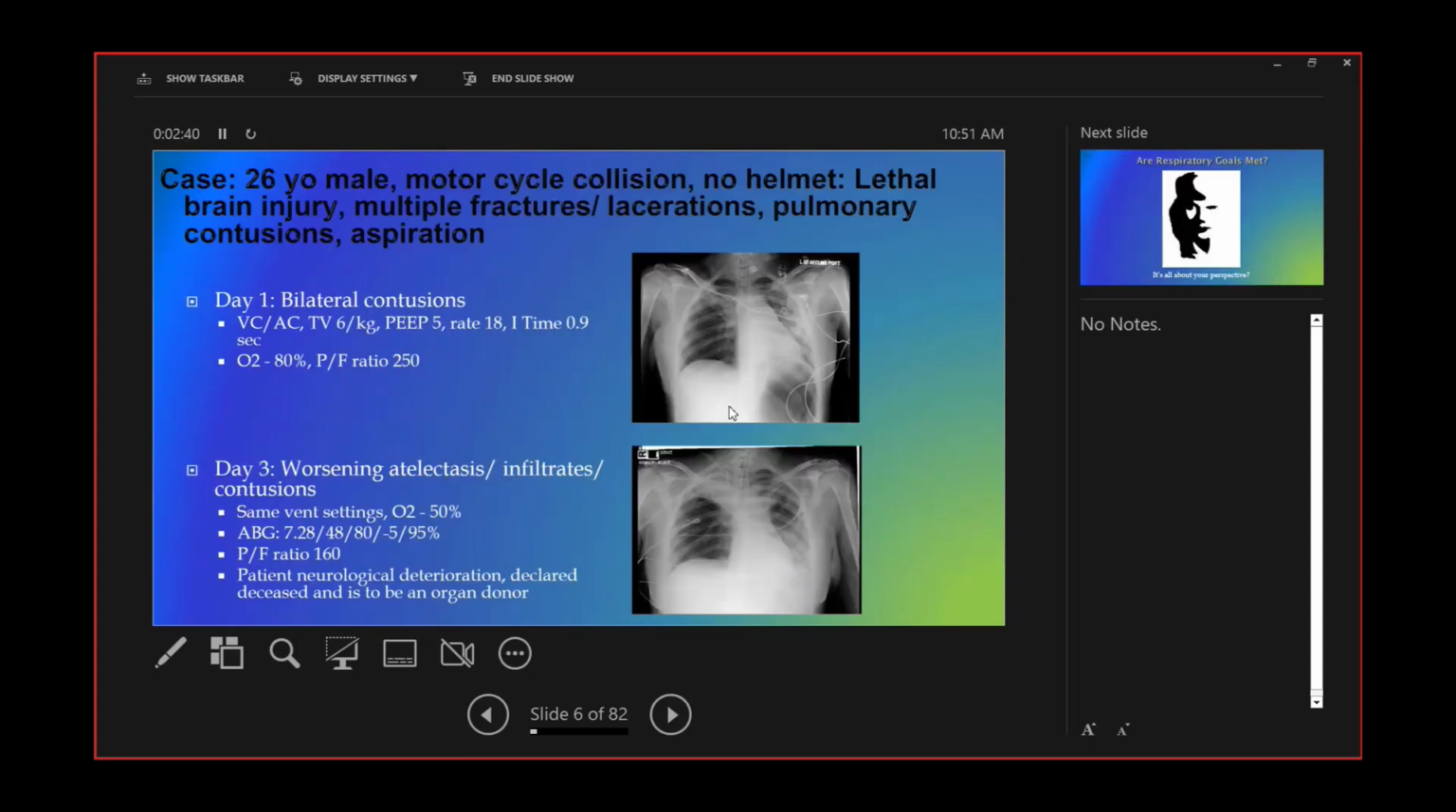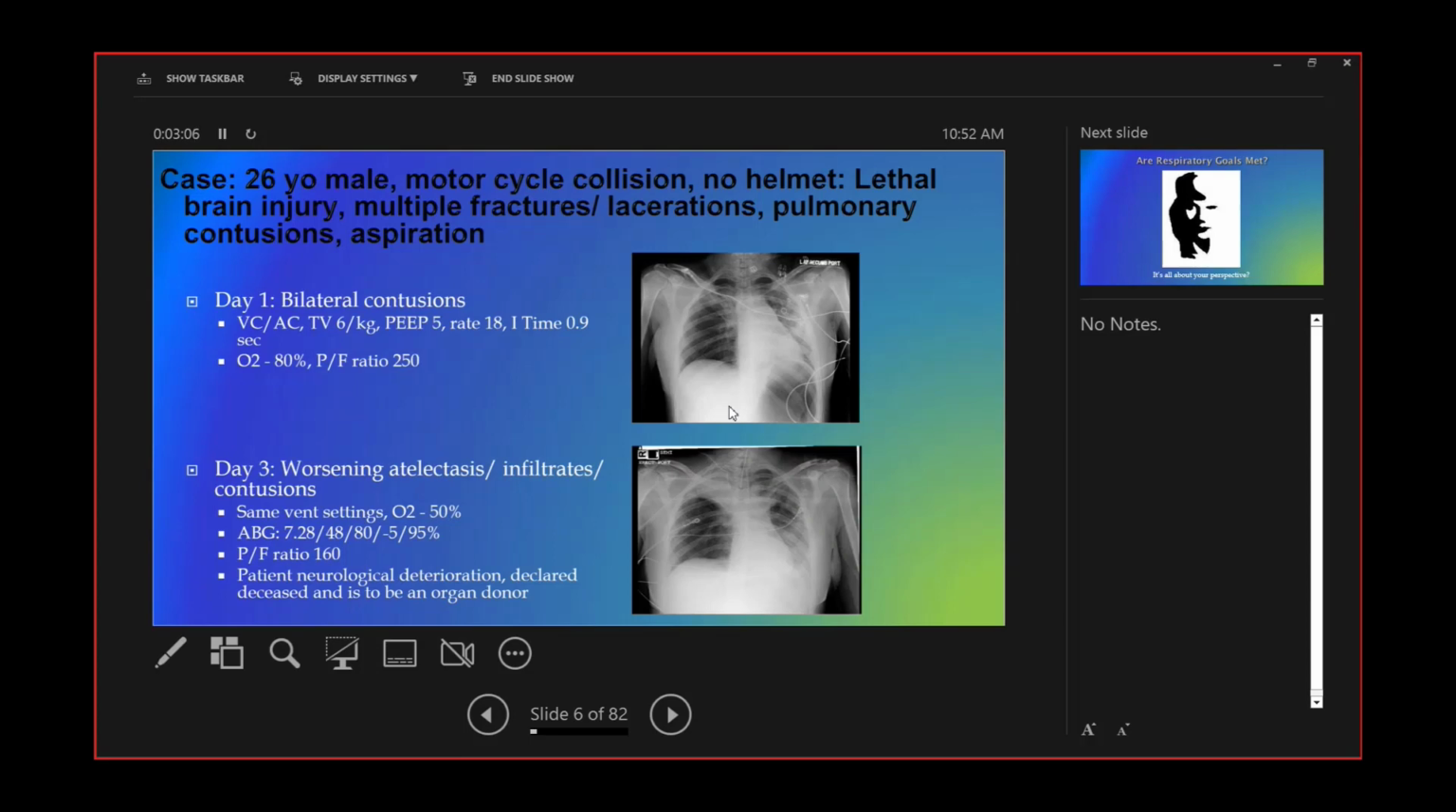So I like to use cases as a starting off point. This is a 26-year-old male, motorcycle collision, no helmet. So lethal brain injury, multiple fractures, lacerations, contusions, aspiration. This is day one in the ICU. He has bilateral contusions, you can see on the chest X-ray. He's on VC-AC, tidal volume 6 per kilo, PEEP of 5, rate of 18. I time is 0.9. He's on 80% oxygen with a PF ratio of 250.